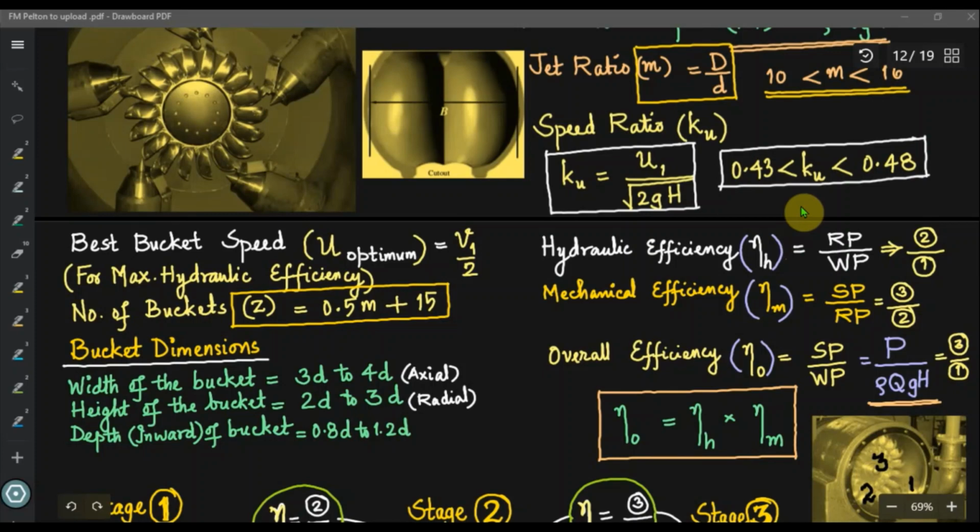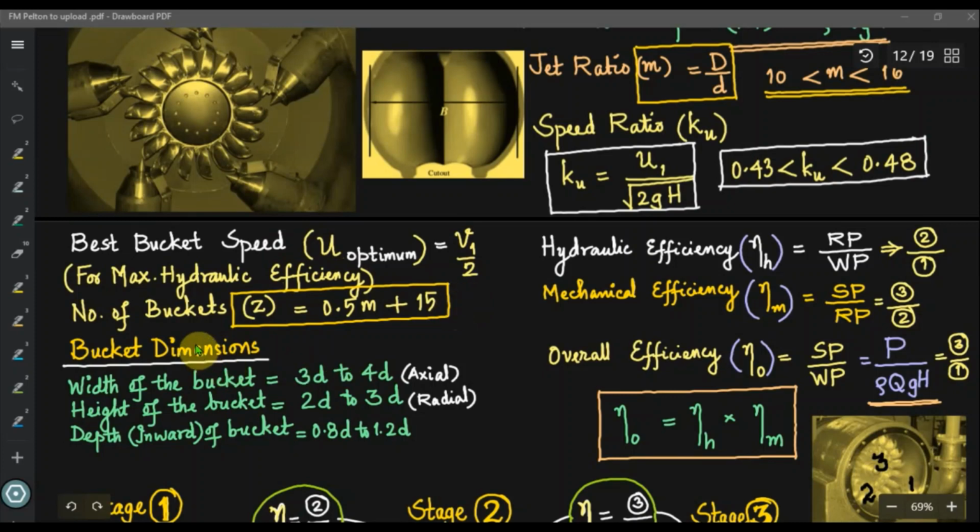0.46 for our analysis. Now already we know that the best bucket speed, that is, for maximum hydraulic efficiency, we can write U optimum is equal to V1 by 2, or V1 is equal to 2U, is the condition for maximum hydraulic efficiency. So therefore the best bucket speed, if you want to calculate, will be equal to V1 divided by 2.